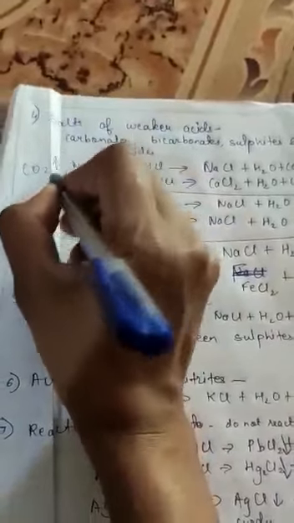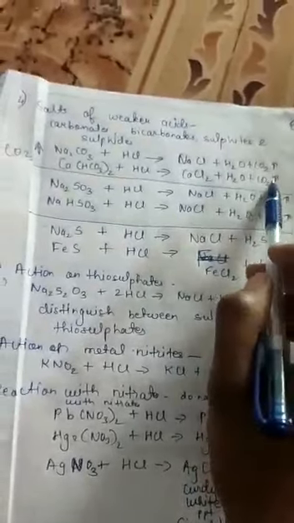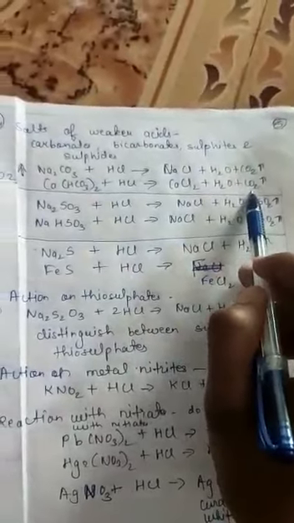When HCl reacts with a carbonate like sodium carbonate, or it reacts with a bicarbonate, CO2 is evolved. So when HCl reacts with carbonates and bicarbonates, it forms salt, water, and CO2 is evolved. So with carbonates and bicarbonates, it gives CO2 gas.